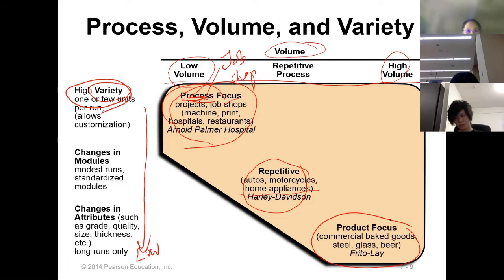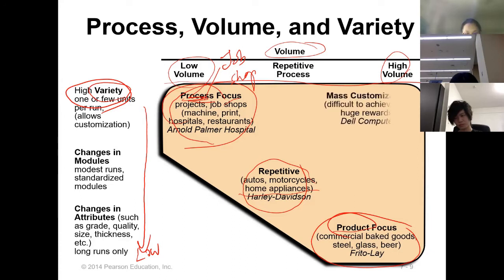So when you only produce, for example, glass products, bottles, or even Coca-Cola. Coca-Cola is product focus. It only makes a very few varieties, but a lot, a lot. So that's product focus. Okay, commercial baked goods, or bakery, or beer, or potato chips, right? So this is the three: process focus, repetitive strategy, product focus.